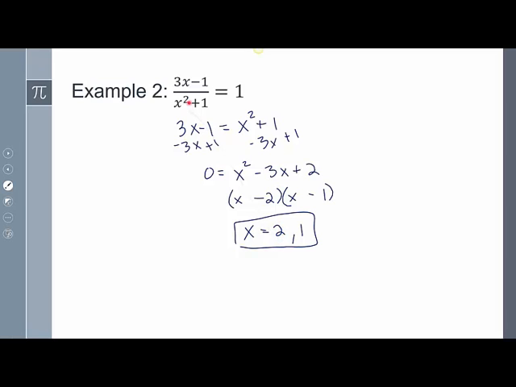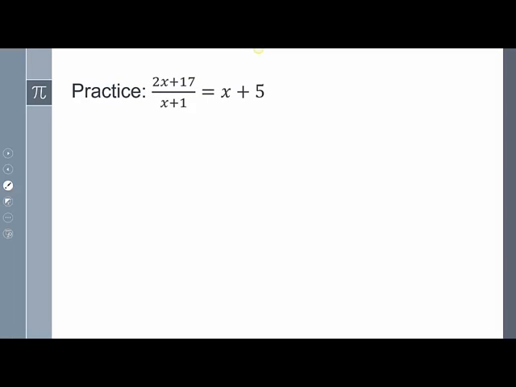So if I plug in 2, I'm not dividing by 0. And even more, if I plug in 2, I get 5 in the denominator. Well, 6 minus 1 is also 5. So 5 over 5 gives me 1. If I plug in 1, I don't get a 0 in the denominator. But if I plug in 1, 3 minus 1 is 2. 1 squared is 1 plus 1 is 2. 2 over 2 also gives me 1. And so these two values work for my equation above.